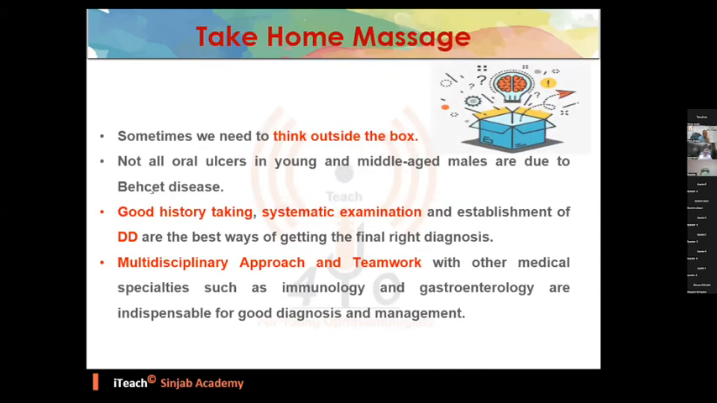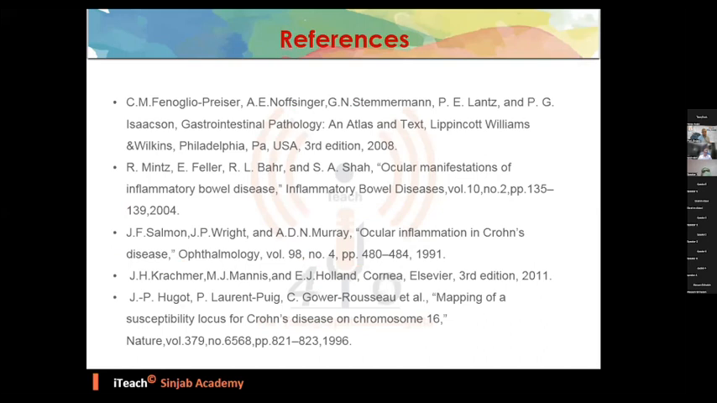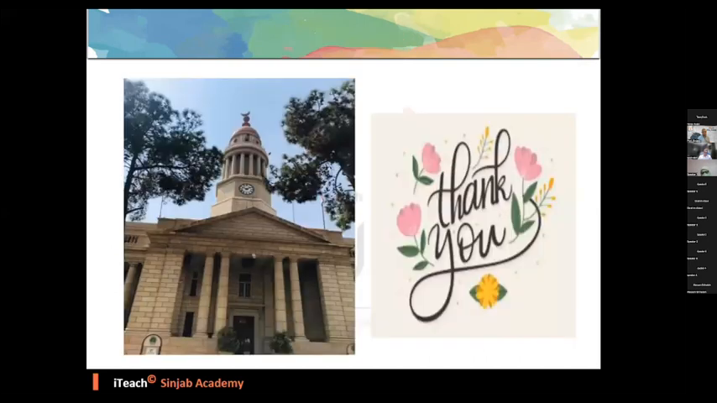Take-home message: sometimes we need to think outside the box. Not all oral ulcers in young and middle-aged males are due to Behçet disease. Good history taking, systematic examination, and establishment of differential diagnosis are the best ways of getting the final right diagnosis. A multidisciplinary approach and teamwork with other medical specialists such as immunology and gastroenterology are indispensable for good diagnosis and management. These are our references. Thank you.